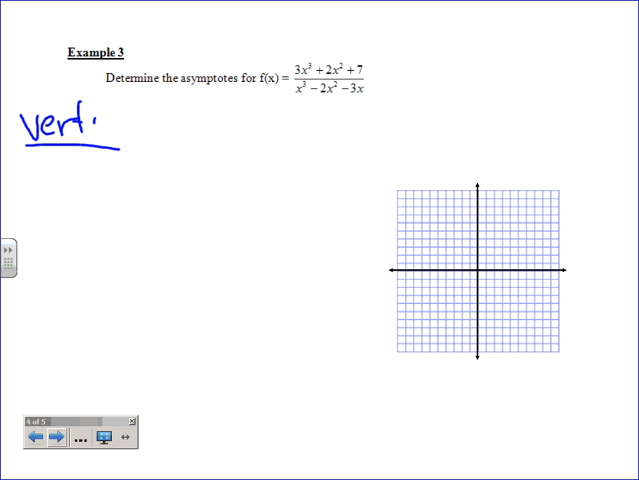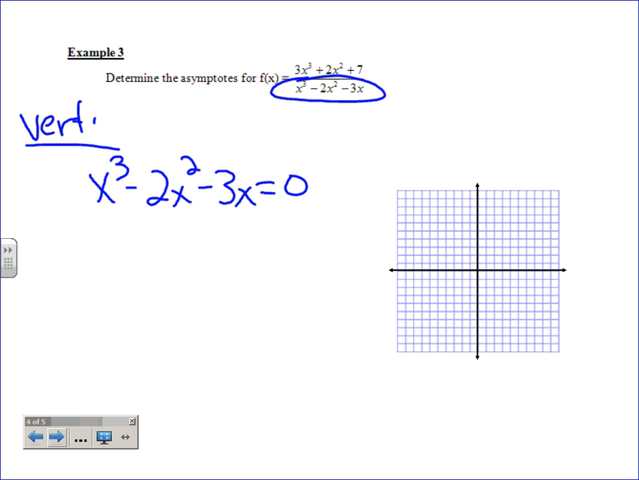Verticals. To find verticals, I want to find out what's going to cause a problem down there. What's going to make that 0? Is it possible something will make that 0? Well, I see one value right now that's going to make the bottom 0. And that's 0 itself, right? If I put 0 in there, that thing's doomed. All right? So what we have to do, though, is set this equal to 0. That's how you figure out what will make that, right?